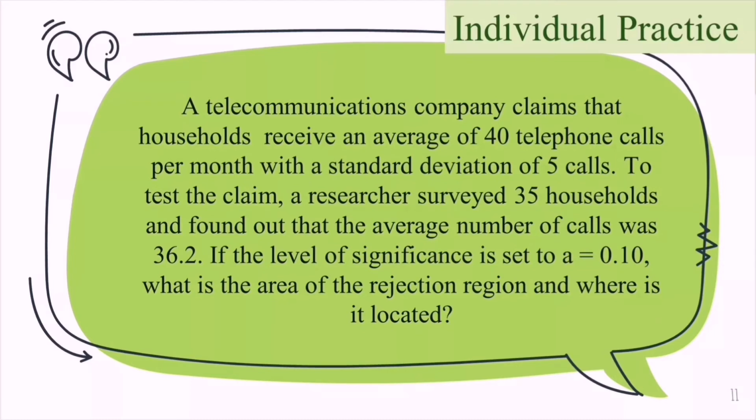A telecommunications company claims that households receive an average of 40 telephone calls per month, with a standard deviation of 5 calls. To test the claim, a researcher surveyed 35 households and found that the average number of calls was 36.2. If the level of significance is set to alpha equals 0.10, what is the area of the rejection region and where is it located?